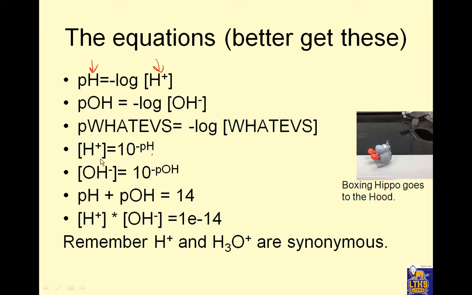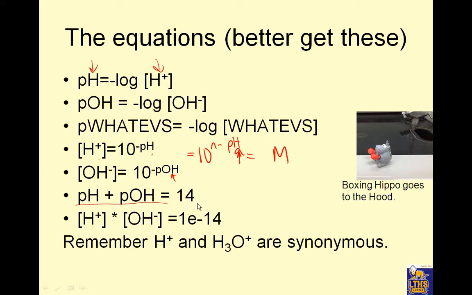Now, what if you have the pH and you want the concentration of the ion? Then you plug in 10 to the negative pH on your calculator, and that's going to give you the molarity. If you plug in pH, you get the hydronium ion. If you plug in pOH, you get the hydroxide concentration.